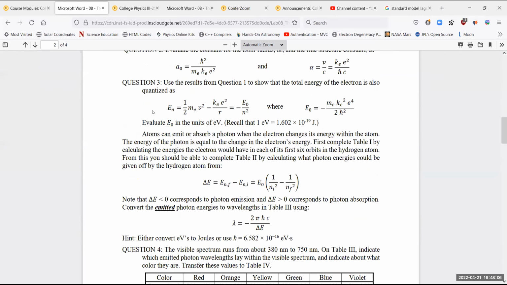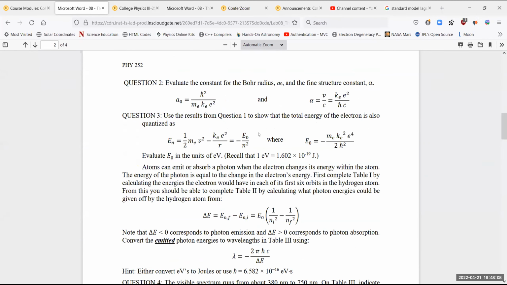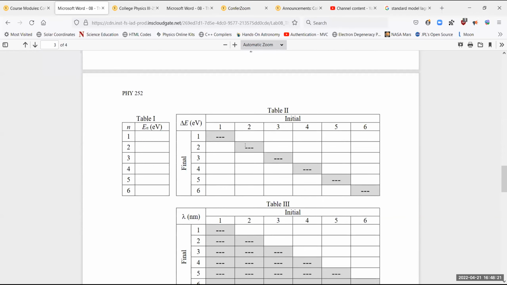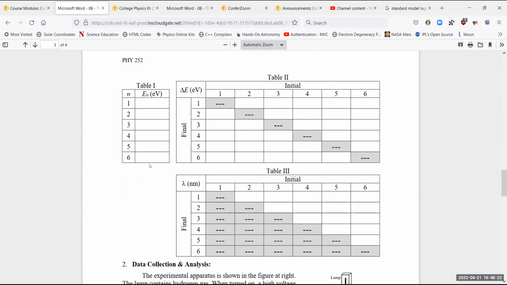Okay, take this formula. This one, En equals negative E naught over n squared, where E naught you're supposed to have computed in this question. And change the value of n, 1, 2, 3, 4, all the way to 6, and fill in here. Make sense, Natasha?